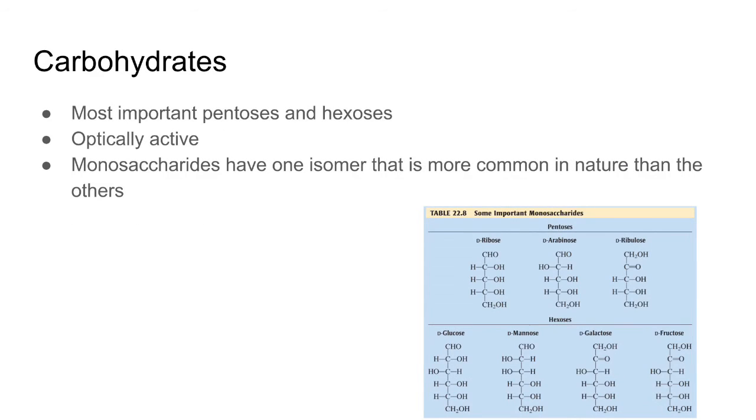This chart right here shows the most important pentoses and hexoses. Pentoses contain 5 carbon atoms, and hexoses have 6. All of these monosaccharides are optically active, and they generally have one isomer that is more common in nature than the others.